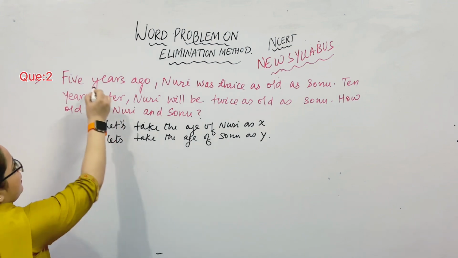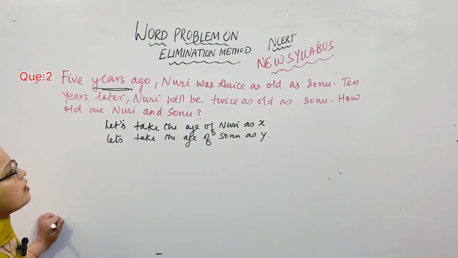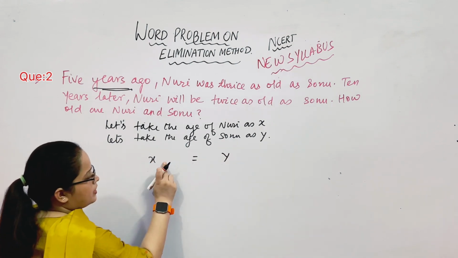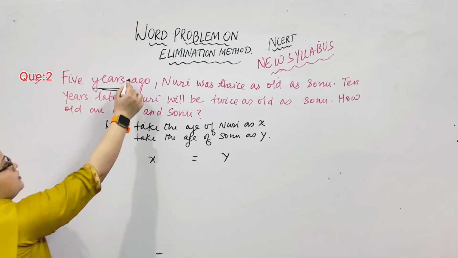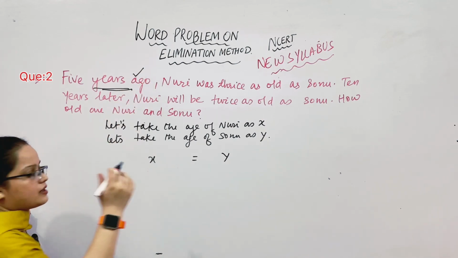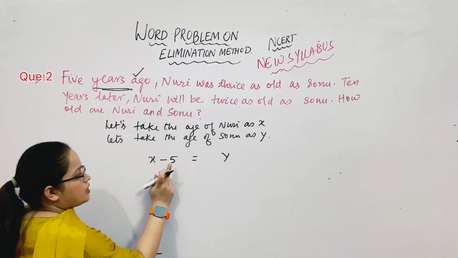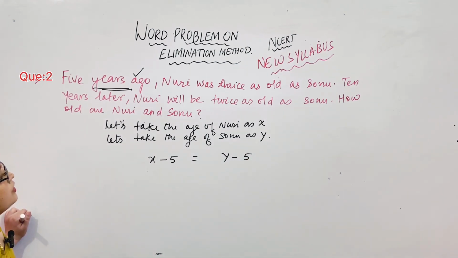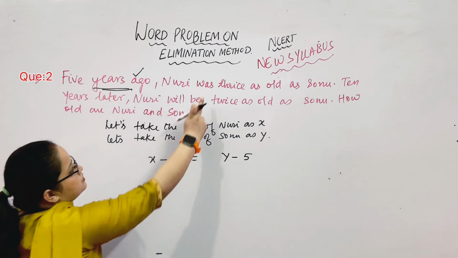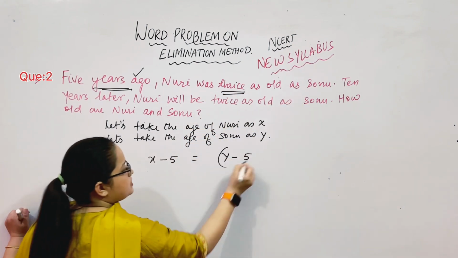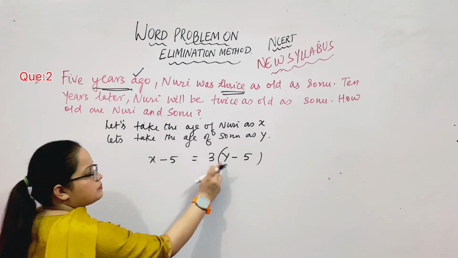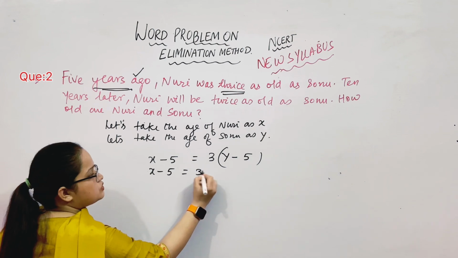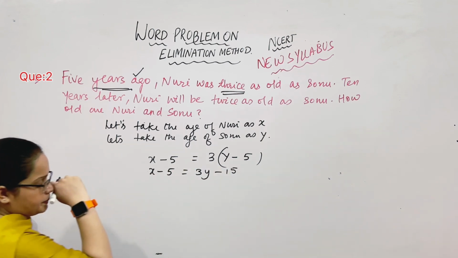Okay, it says 5 years ago, Noori was thrice as old as Sonu. So what do you have to do? I'll just write the equation x and y. 5 years ago, that means 5 years back. So what I'll do, I'll just subtract 5 from both the variables. Noori, this is Noori, was thrice as old as Sonu. That means this is Sonu, thrice old. I'll multiply it with 3. So our first equation becomes x minus 5 is equal to 3y minus 15.